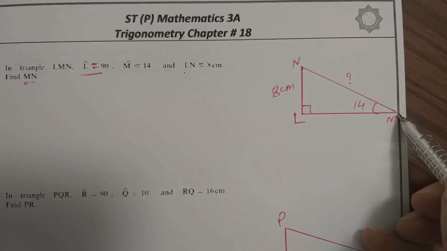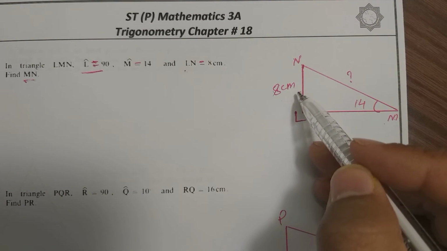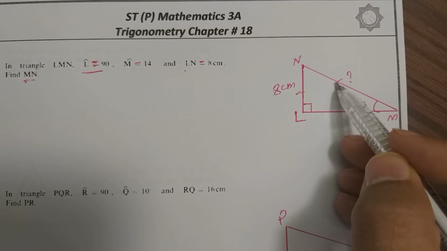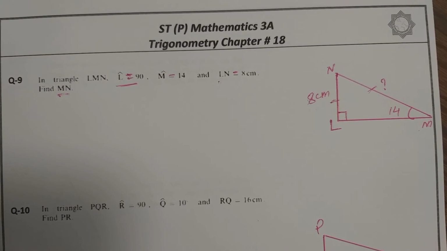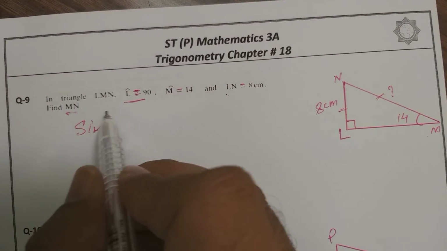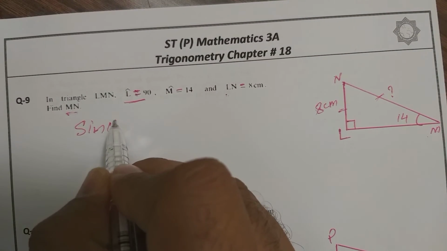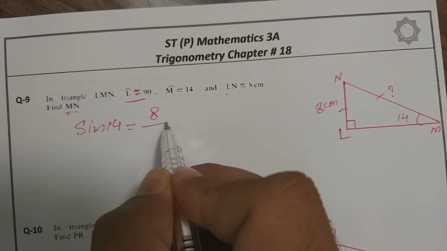It means we need to find MN, the hypotenuse. So according to the angle, this is called the opposite side, and this is called the hypotenuse side. So opposite and hypotenuse, again we use the sine rule. Sine of the angle 14 equals the opposite, which is 8, over the hypotenuse, which we need to find.